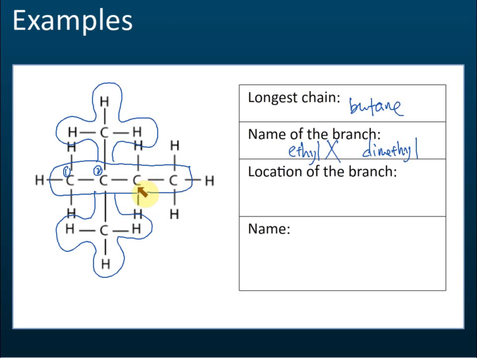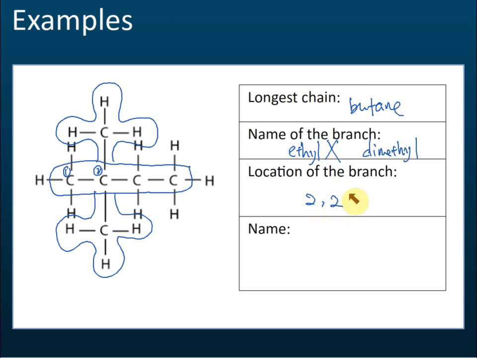Okay, you need to tell the location for both branches. Even though both of them are attached to the same carbon, you need to tell. But how to tell? We write 2, 2. So 2, 2 means that the first one is attached to the second carbon and the second one is also attached to the second carbon. So that is the locations of the branches.